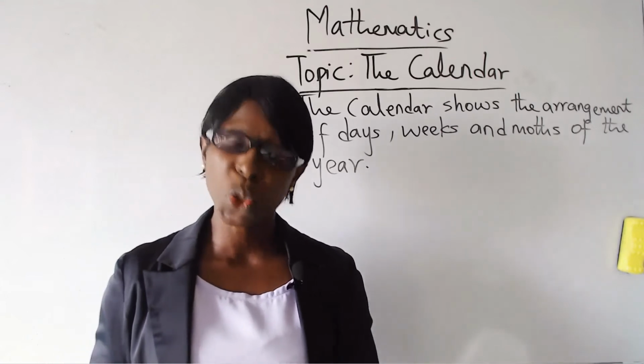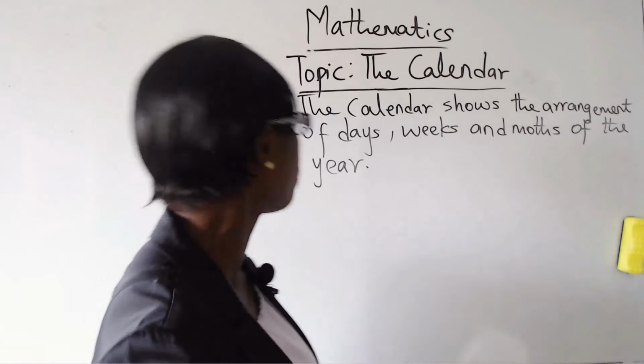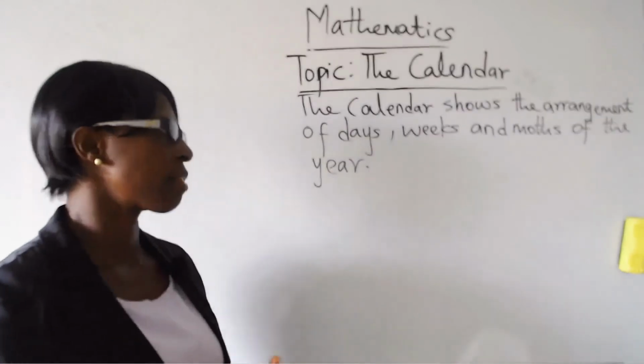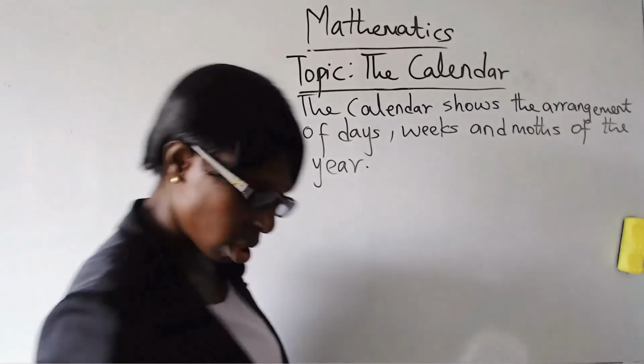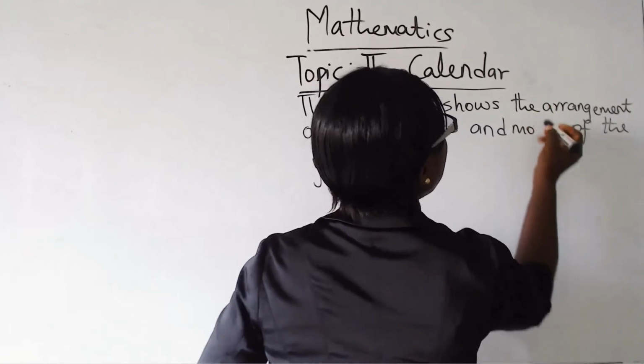Now let's go to the next thing after the definition. I hope you have gotten the definition. The calendar shows the arrangement of days, weeks, and months of the year. This is months, M-O-N-T-H-S.